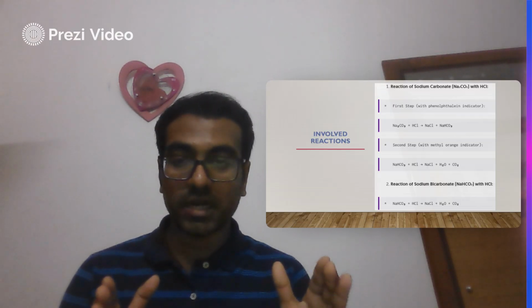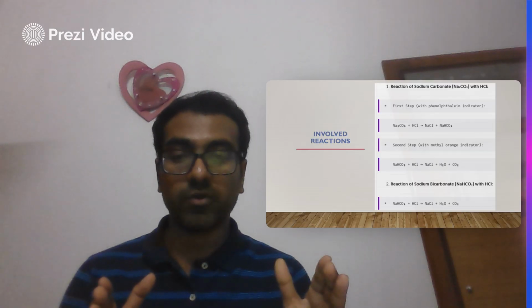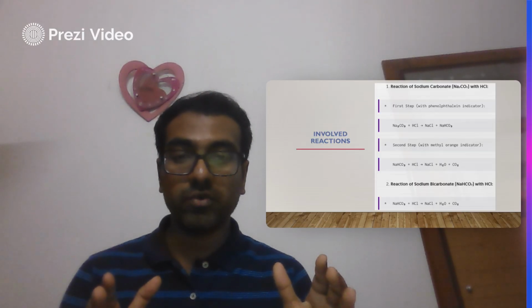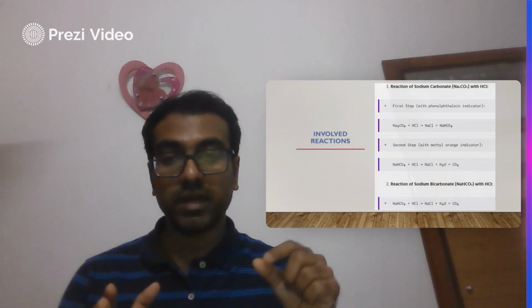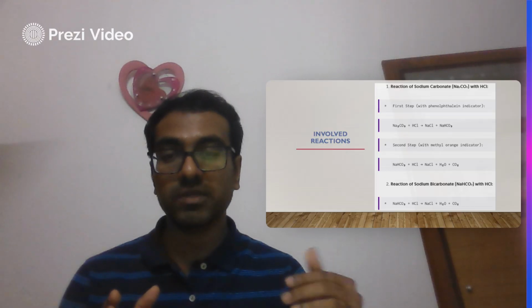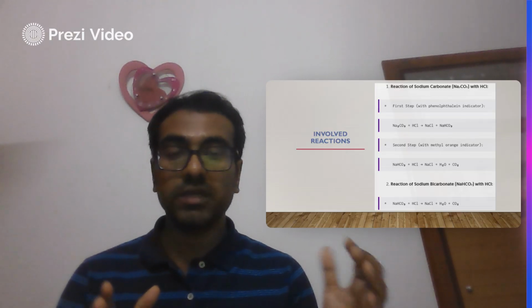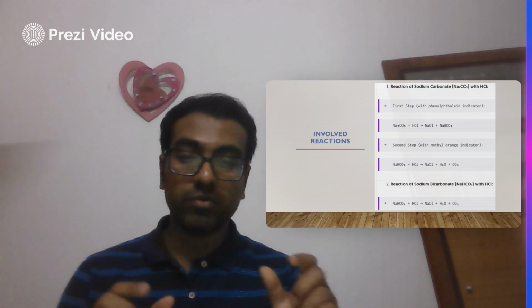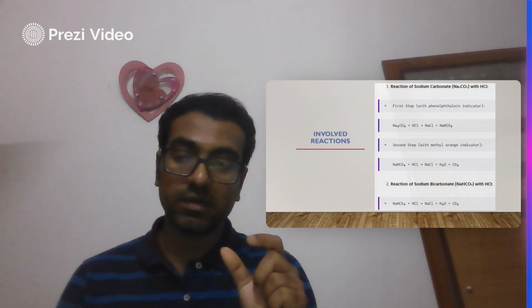So in this titration step, or the second titration step, we are going to add another indicator, that is methyl orange. Why are we going to use two different indicators with the two different steps? I'm going to get into that in a bit. But in the second step, we are going to use the methyl orange indicator, right?